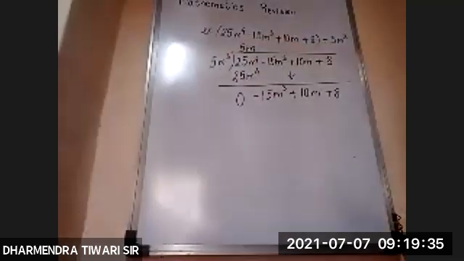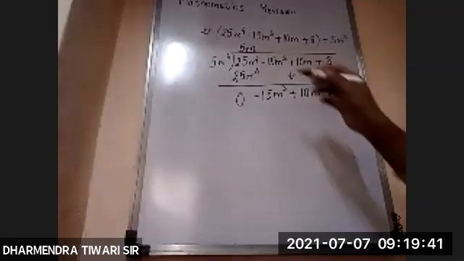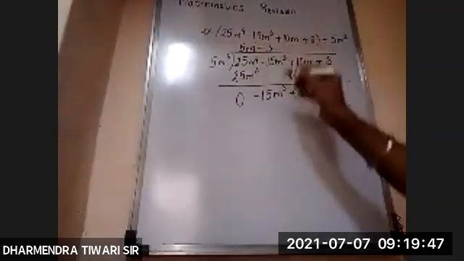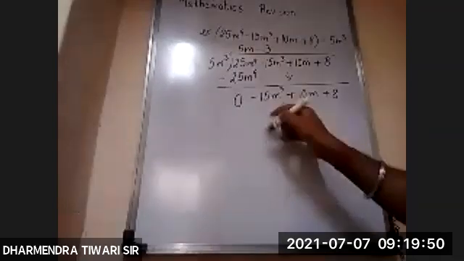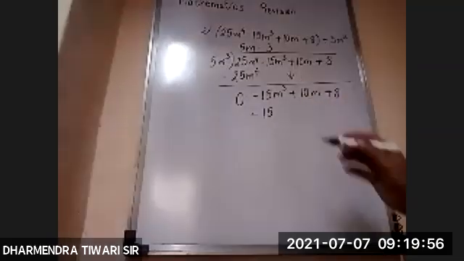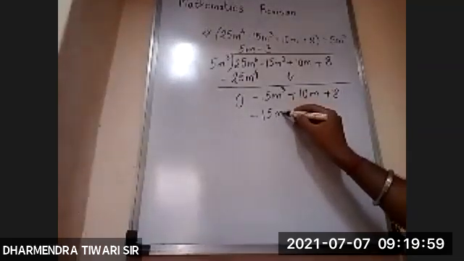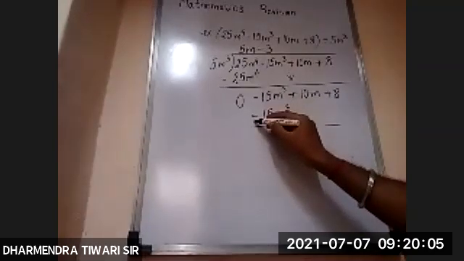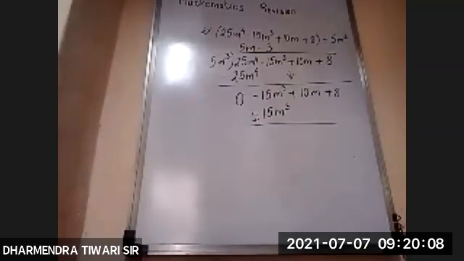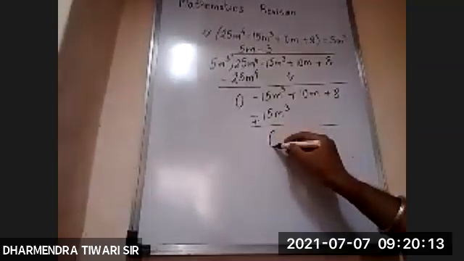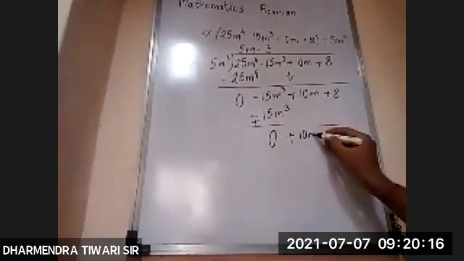What should be multiplied with 5m cube? Exactly. Minus 3 should be multiplied. 5 into minus 3 is minus 15. And m cube multiplied to 1 is m cube. So whatever the sign is, you have to take its opposite sign. You're having plus, take minus; you're having minus, take plus. Our terms with opposite sign get cancelled up. So this is what remains: plus 10m plus 8.